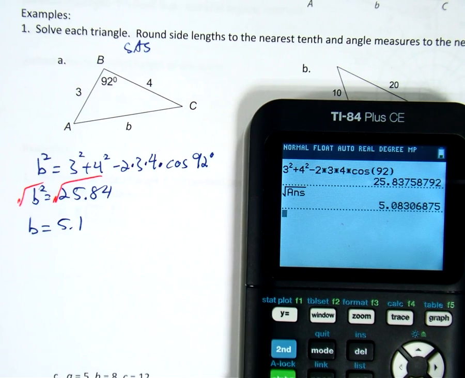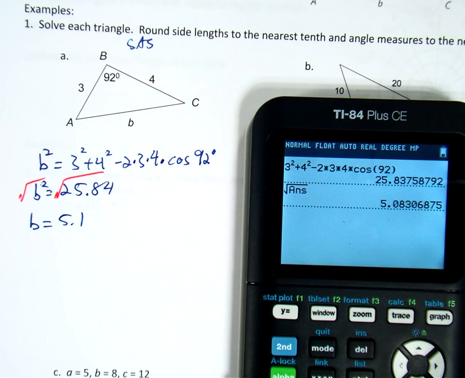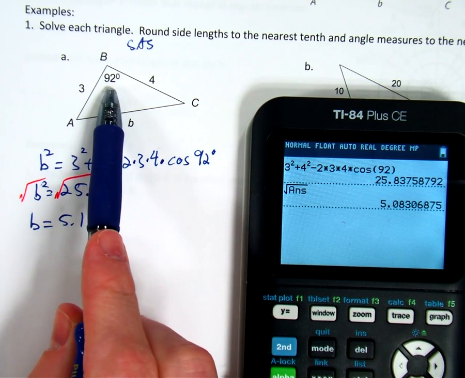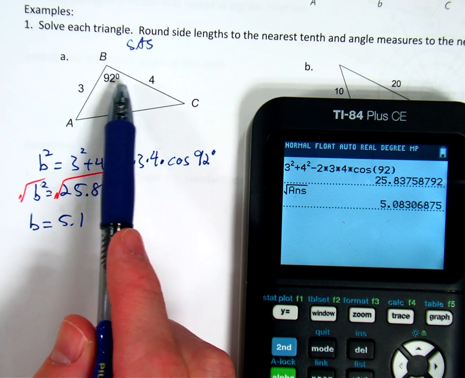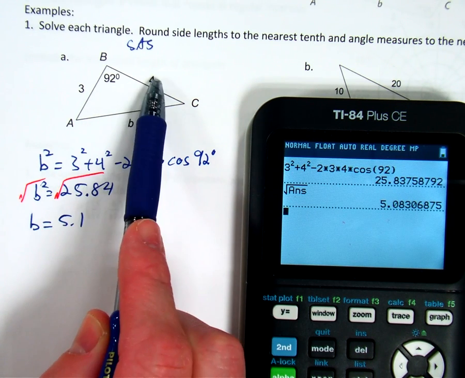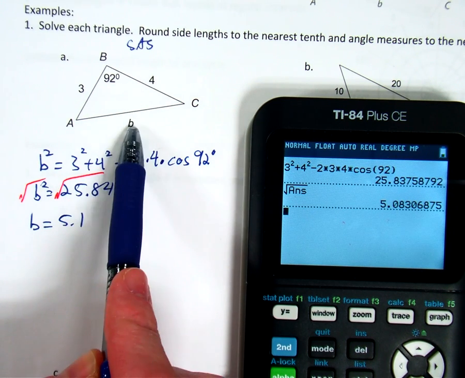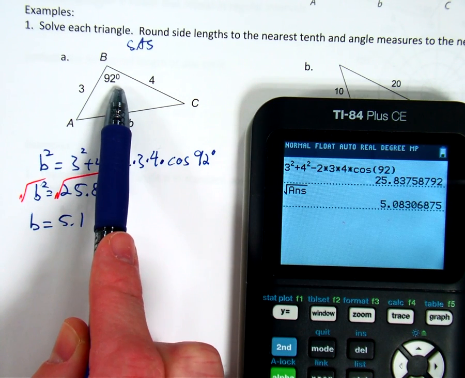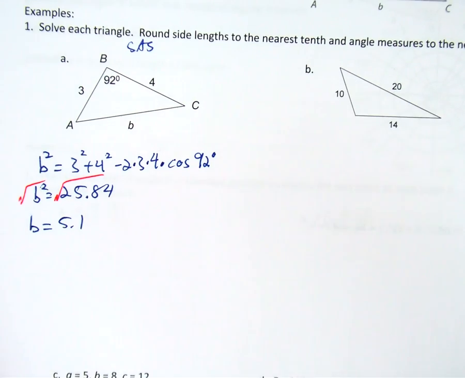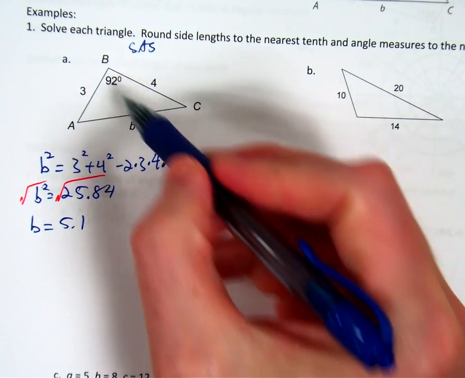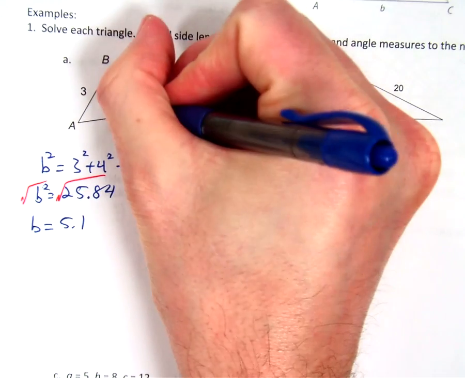Think about this for a little bit. Make sure this makes sense. 92 degrees is pretty close to 90, which would have been a right triangle. And in a right triangle, it's the 3, 4, 5 Pythagorean triple. So because this is just a touch bigger than 90, it makes sense that this is just a touch bigger than 5. So that's the law of cosines. You just used the law of cosines to find the missing side. 5.1.